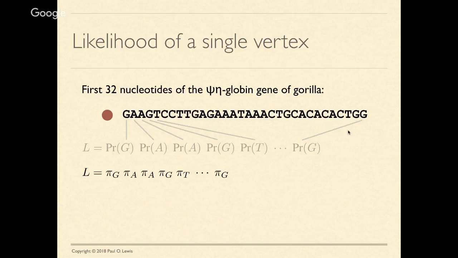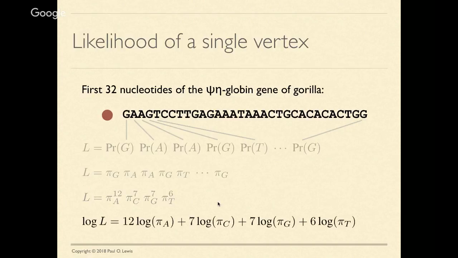And since the probability of an A is the same, regardless of where it occurs in the sequence, we can simplify this likelihood expression considerably by just raising each of the 4 nucleotide frequencies to a power equal to the number of sites that have that state. So there are 12 A's in the sequence, so we raise pi A to the power 12. It's the same as just multiplying pi A by itself 12 times.